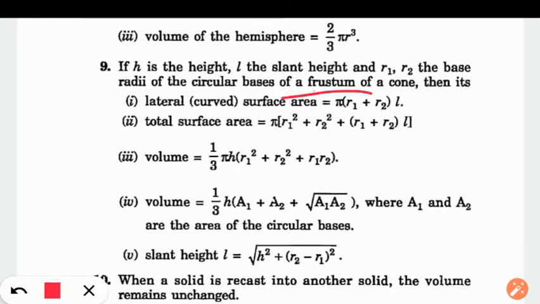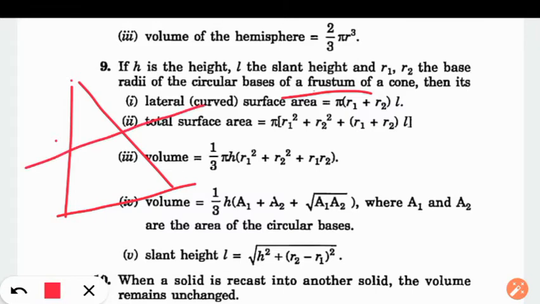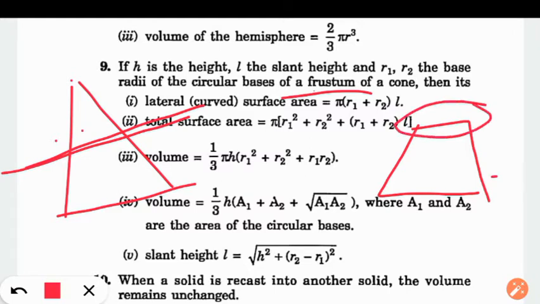So if we cut a cone by a cutting plane, how? The cutting plane must be parallel to the base, like this. So after cutting and removing the upper portion, what will we get? We will get a shape like this. This shape is known as frustum. Okay. Now, in this figure we will have two radii, one for this one and one for this one.